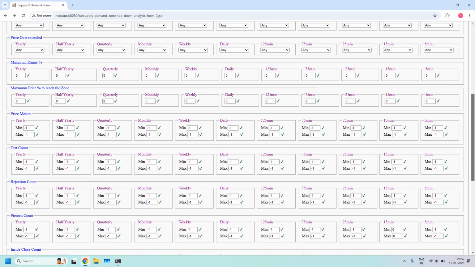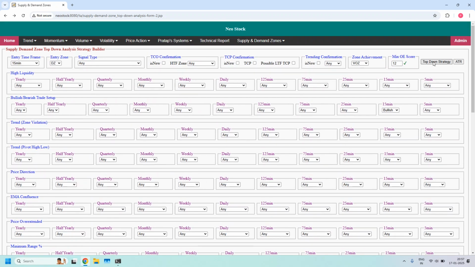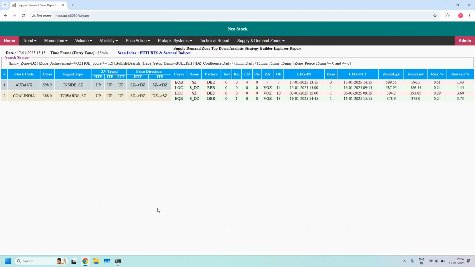With all LTF, ITF, HTF demand zone confluence filters, we got 2 stocks. In these 2 stocks, these 2 demand zones, 15 minutes demand zones, are part of the 75 minutes demand zone. Both together again part of the daily demand zone. Now all are part of daily demand zone, and daily is HTF. HTF trend is up in both these stocks.